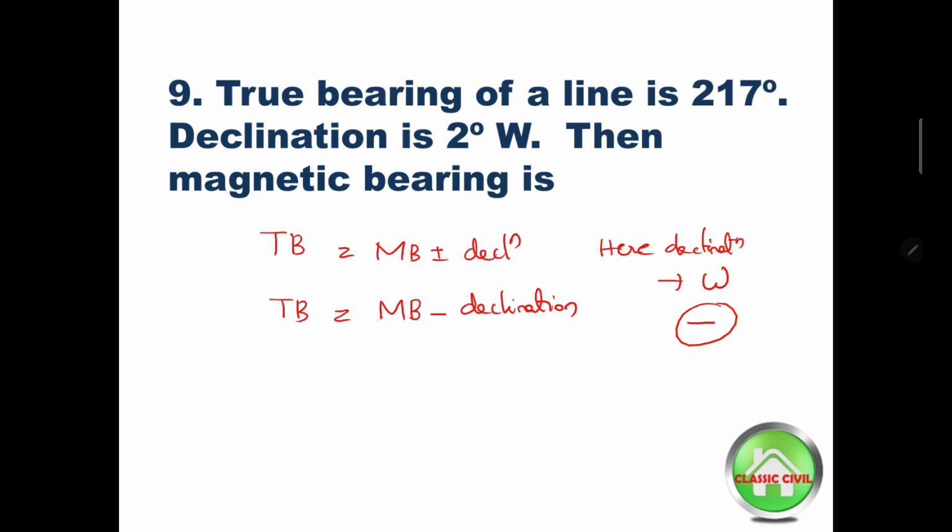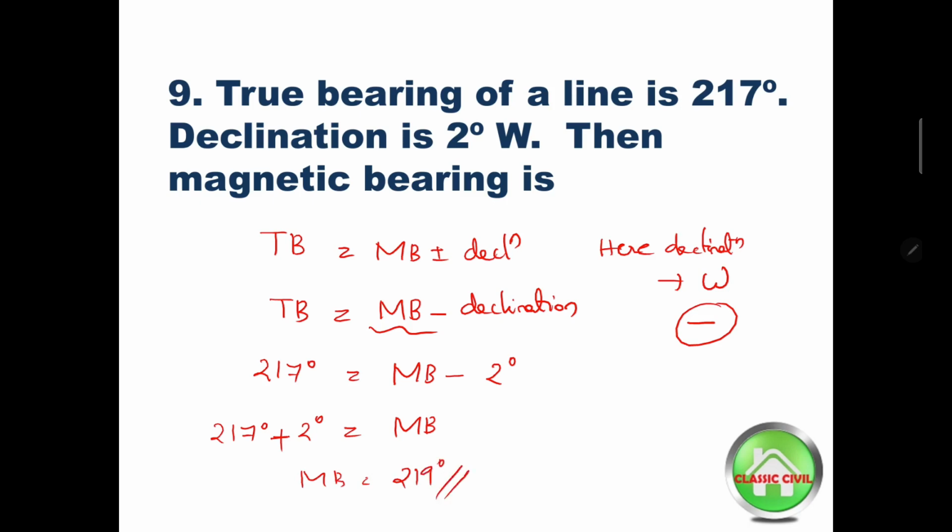We have to find the magnetic bearing. Here the true bearing is given 217 degree equal to magnetic bearing minus declination 2 degree. That is, magnetic bearing is equal to 217 degree plus 2 degree. That is, magnetic bearing is equal to 219 degree. Therefore, magnetic bearing is equal to 219 degree.